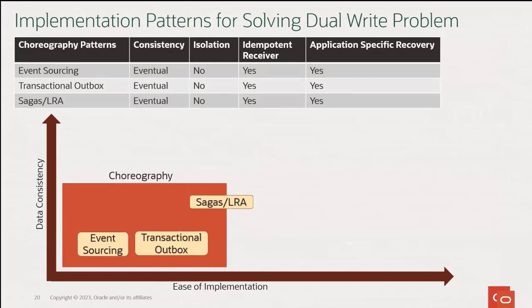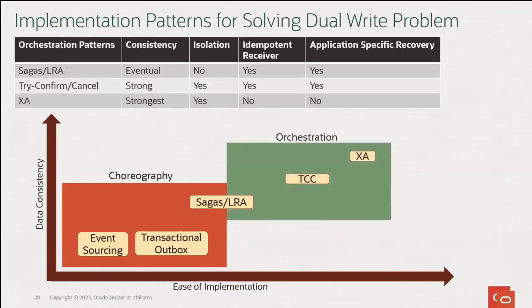And what we look at for what we call the choreography patterns. So these are the patterns that don't require a transaction coordinator or a Saga coordinator. So event sourcing, transactional outbox, Sagas and LRAs may or may not need a coordinator. So they can be either choreography or orchestration. So orchestration includes then like try, confirm, cancel, and XA. And as you can see, XA provides the strongest data consistency and as well the easiest to implement.